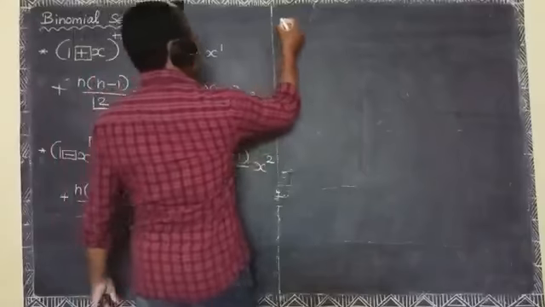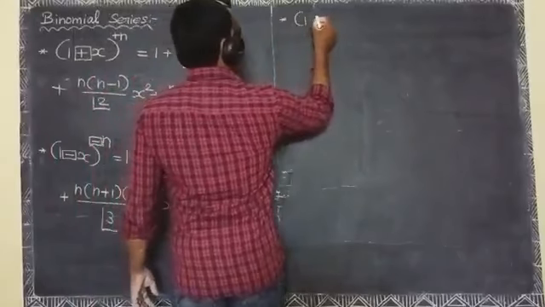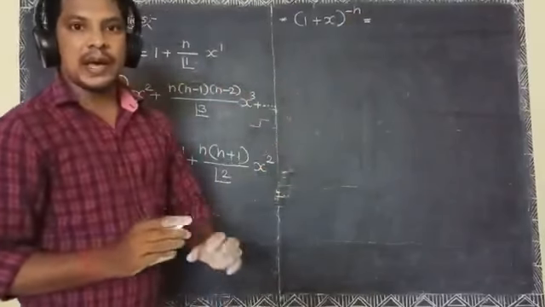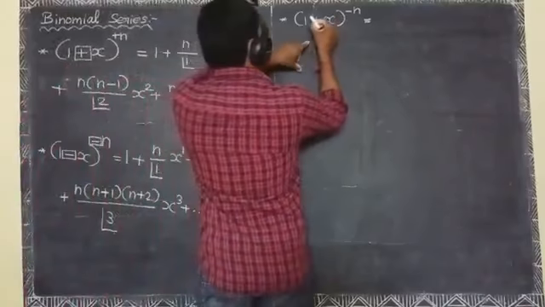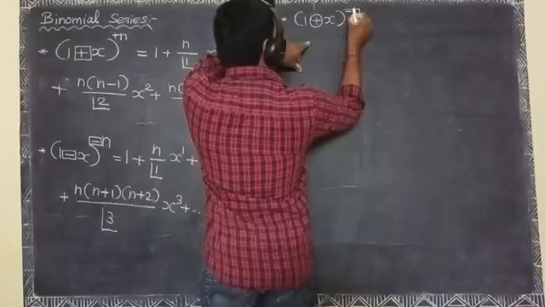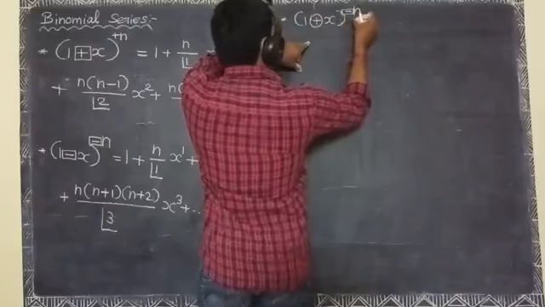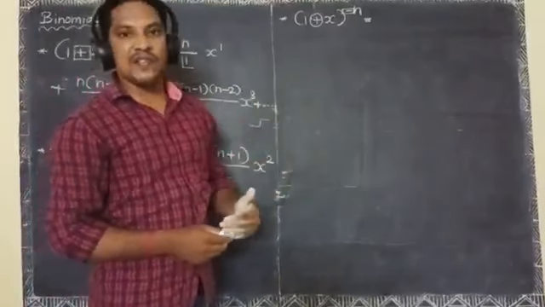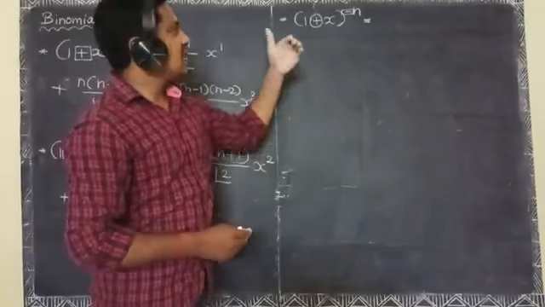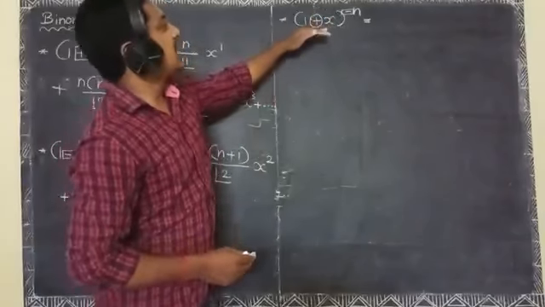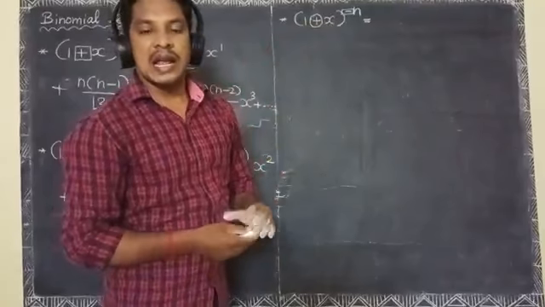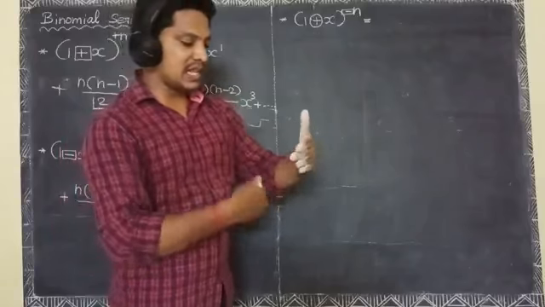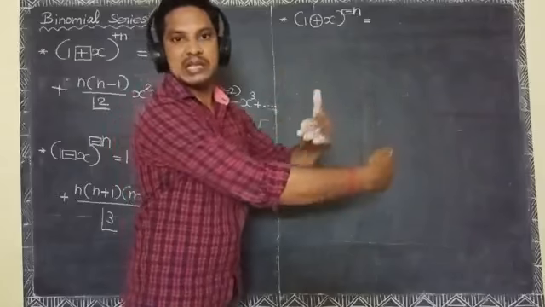Next go to 1 plus x whole power minus n. Here we compare the signs plus and minus. Plus and minus means the expansion has alternating signs, that is plus, minus, plus, minus, plus, minus.